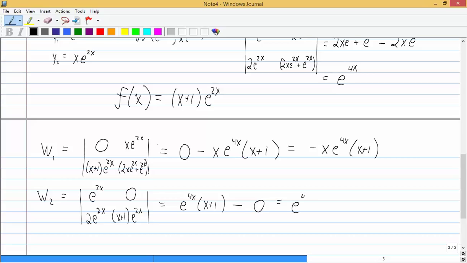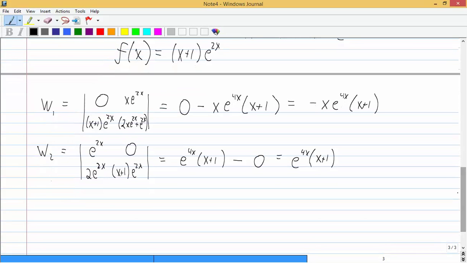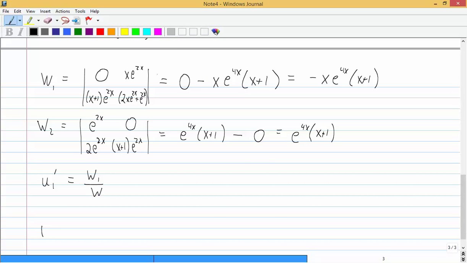Alright, so that's e to the 4x times x plus 1. Now, we need to calculate our u sub 1 prime, which is going to be w sub 1 divided by w. We want to figure out what u sub 2 prime is equal to. That's w sub 2 divided by w. We've already solved for w sub 1, w sub 2, and w.